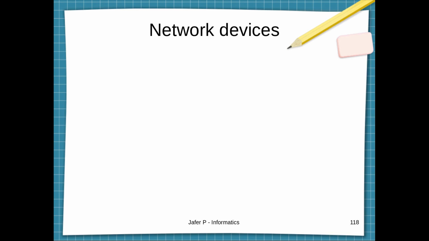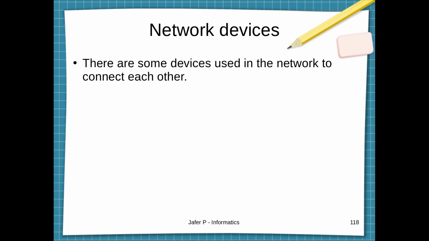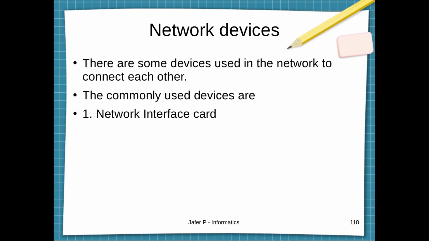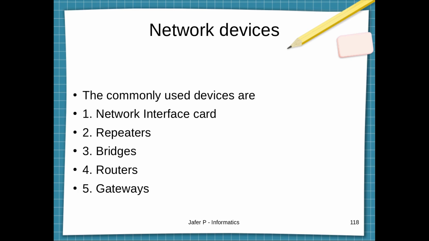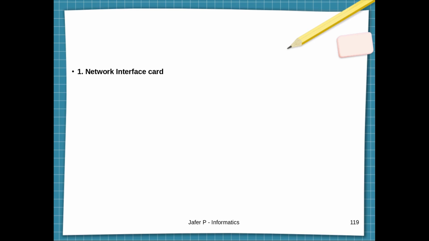Network devices help easy communication between the nodes. There are some devices used in network to connect with each other. The commonly used devices are network interface card, repeaters, bridges, routers, gateways. These are the 5 different types of network devices. What are those? Network interface card, NIC card, repeaters, bridges, routers and gateways. Let's see what is network interface card.